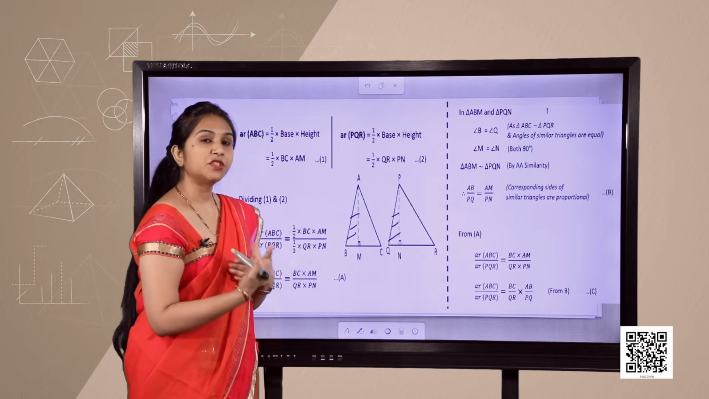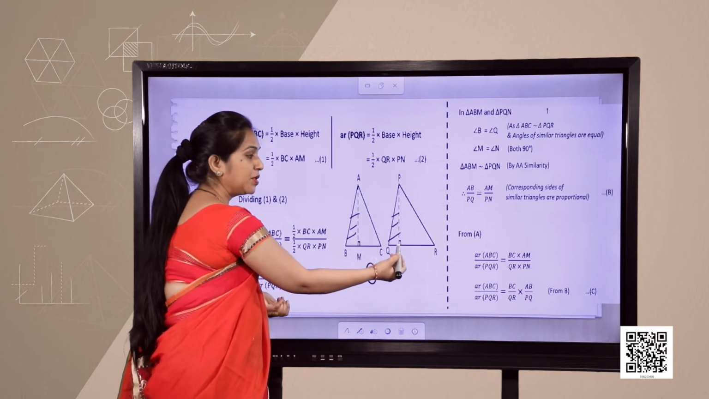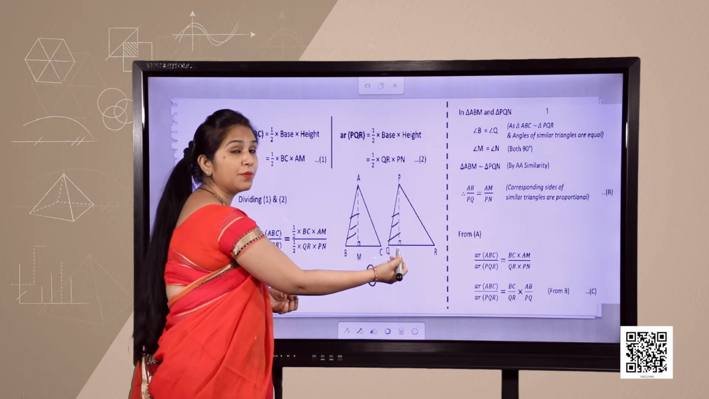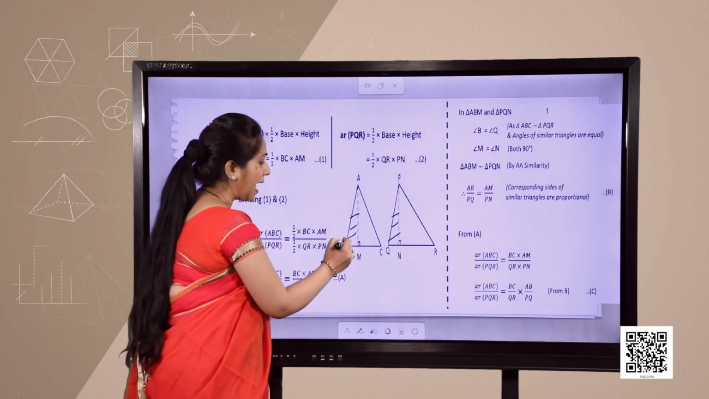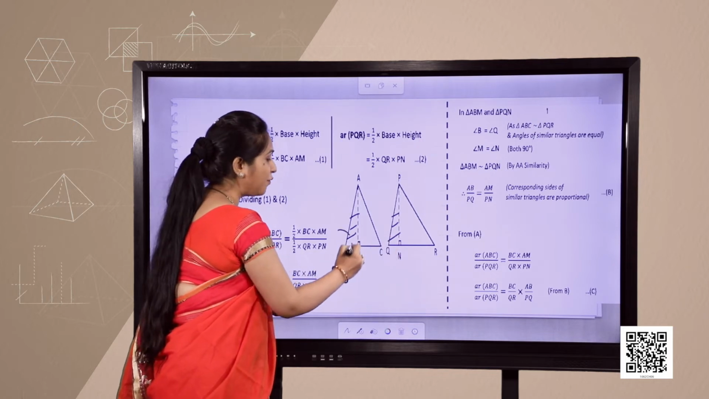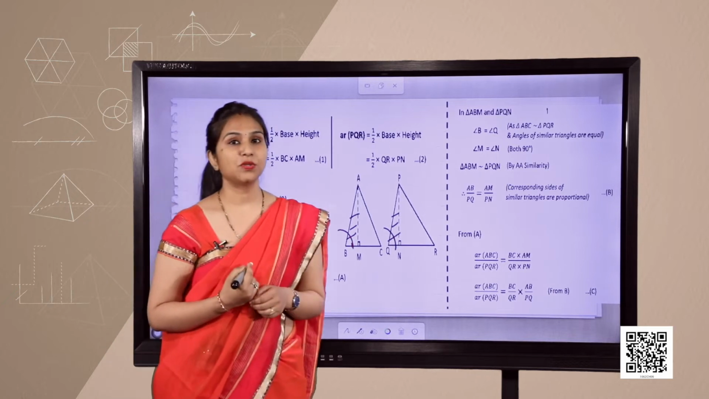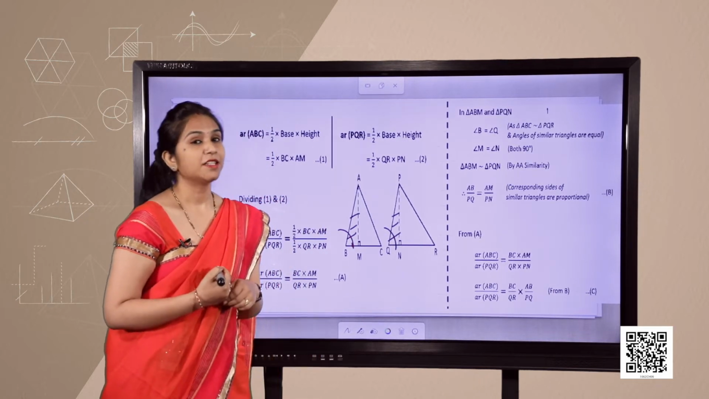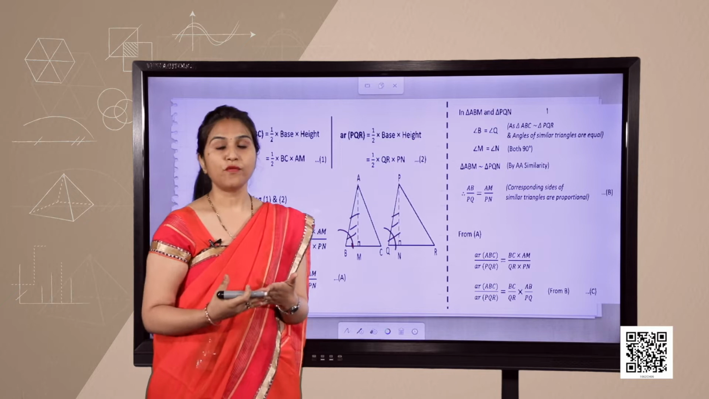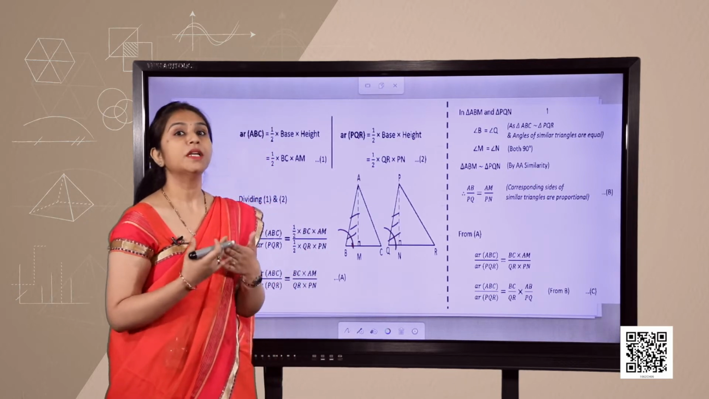What are the things which you can make common? Here you can see angle M is equal to angle N. Why? Because they both are 90 degrees. Angle B is also equal to angle Q. Children, I want the reason, think yourself why angle B is equal to angle Q. Because the triangles are similar, and we know when the triangles are similar, all the corresponding angles are also equal.